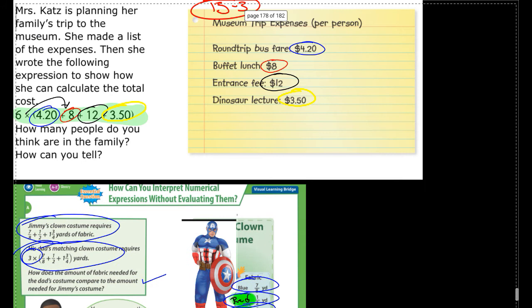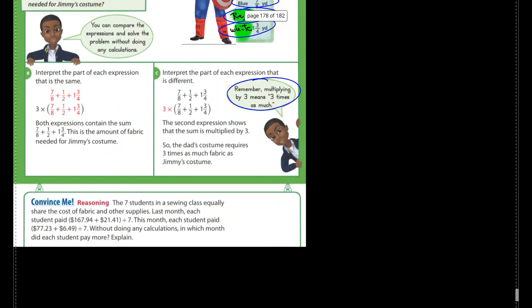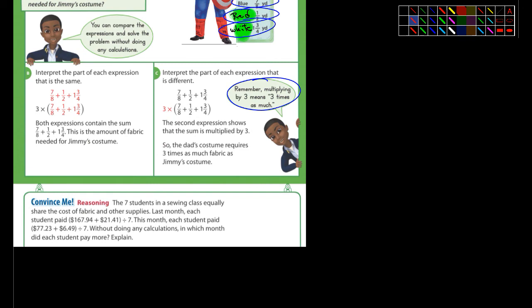A little bit further down at the bottom, it says, convince me. And it says the 7 students in the sewing class equally share the cost of fabric and other supplies. Last month, each student paid this much right here, $167.94 plus $21.41, and divided that by 7. So you would do what's in the parentheses first, and you would divide it by 7. And then it says this month, each student paid this much, $77.23 plus $6.49. And again, that's divided by 7 because there's 7 students that are sharing the cost.